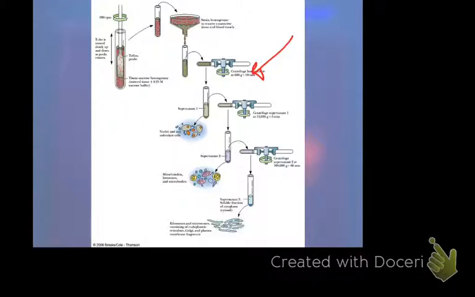Then you spin at a very, very high speed, and you'll start to get the ribosomes. Some of your proteins will start to come out. But anything that's soluble, your lipids, anything that's soluble will be left in the supernatant.